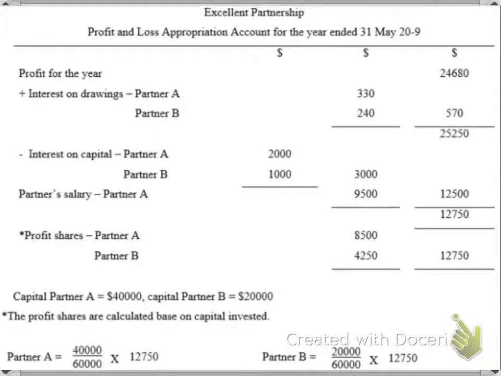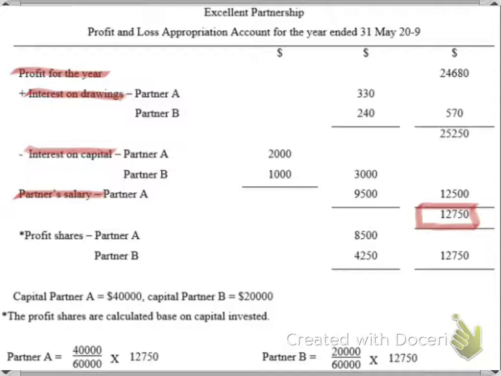So let's get into the topic. This is the format of a profit and loss appropriation account. First we record the profit for the year, and then we add the interest on drawings of each partner. Then we deduct the interest on capital and partner's salary, and then we'll get one amount of the total profit.